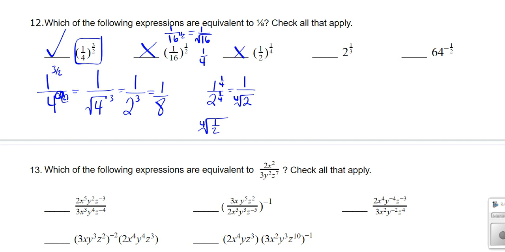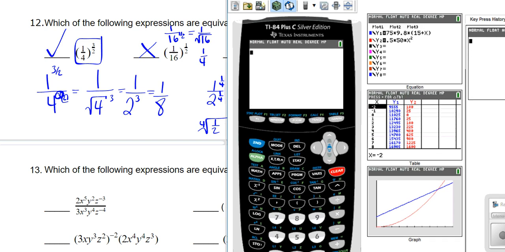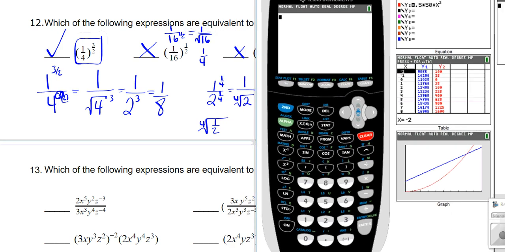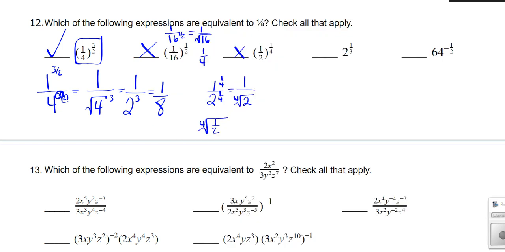And then, again, if you want to know, one of these was 1/2 being raised to the 1/4. So type it in, and then type in 1/8 if you need to, and you see those are not the same thing. Okay, so a lot of things to try here.